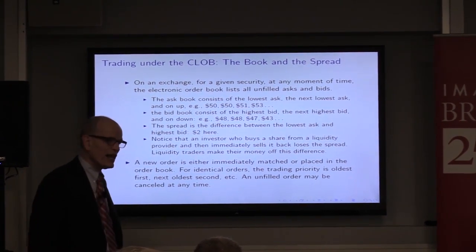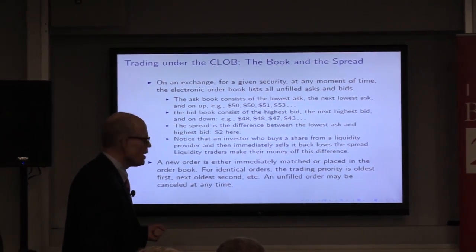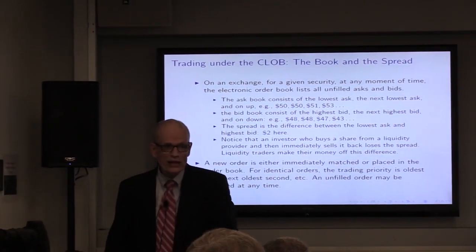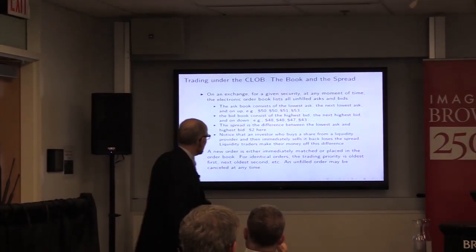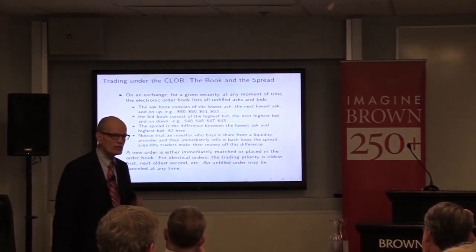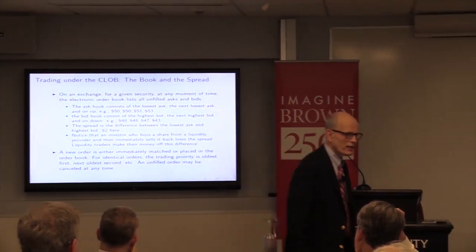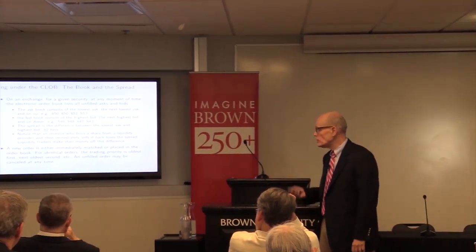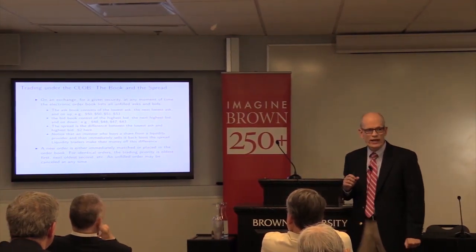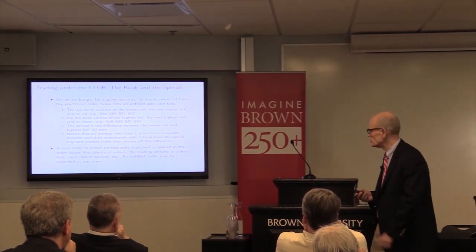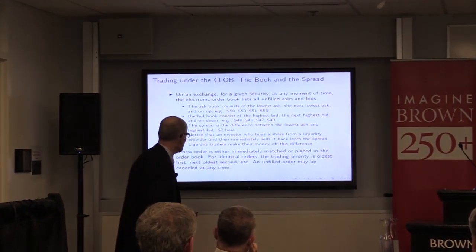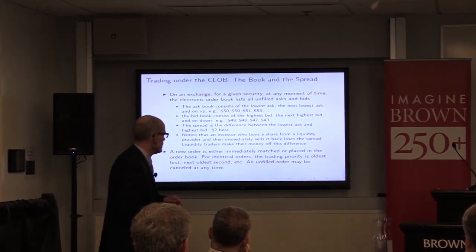Then the bid book, exactly the opposite. It's going to consist of the highest bid. So if you're selling, you want the highest bid, $48. Got another one at $48. Then the next highest, $47. And it always overlaps in this way, because if we had the highest bid above the lowest ask, they'd immediately match, and we get a sale. As I talked about, there is that spread there, $2 in this case, the difference between the 50 and the 48, and that's where those liquidity traders make their money, because usually it's a liquidity trader who's provided this 50 and 48. So an order comes in, it's either immediately matched or placed in the book.